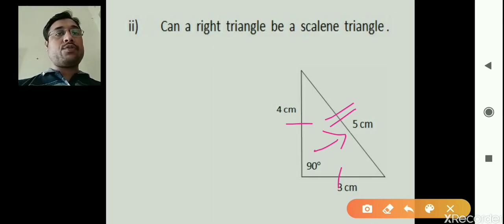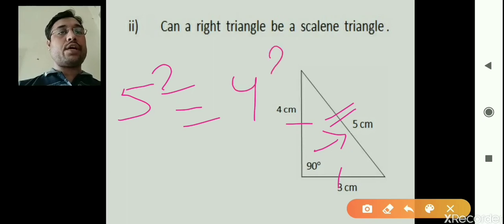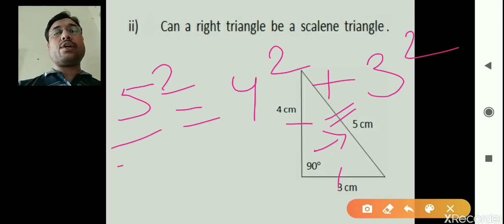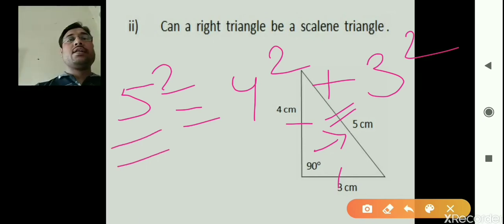That means 5 square is equal to 4 square plus 3 square, that is 16 plus 9 is equal to 25 only. So yes, a right triangle can be a scalene triangle.